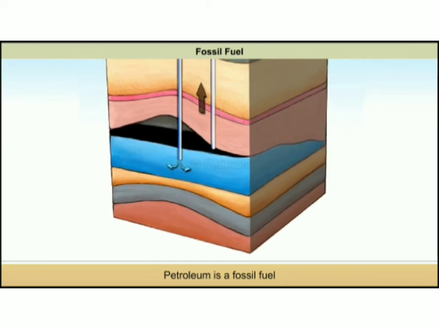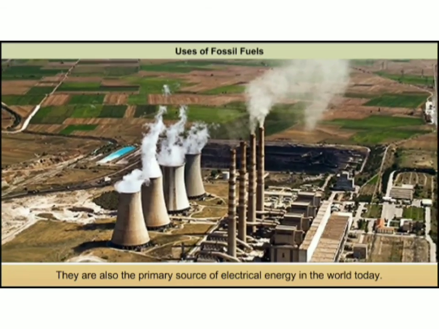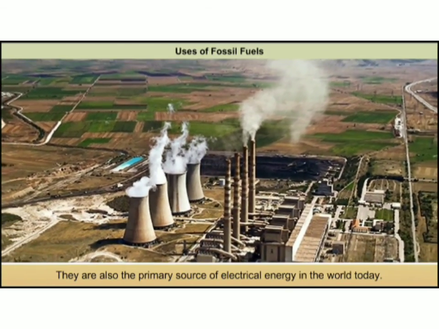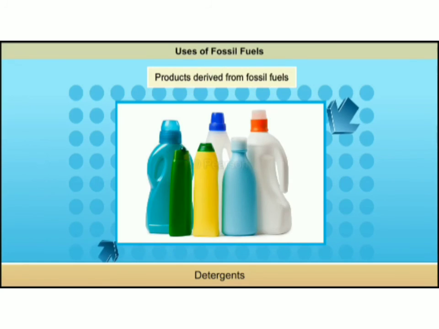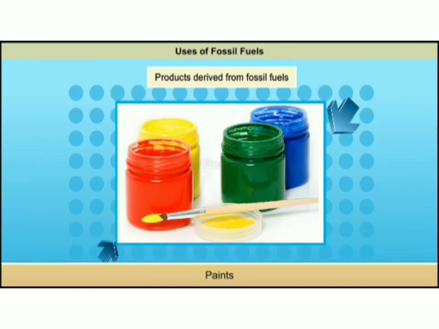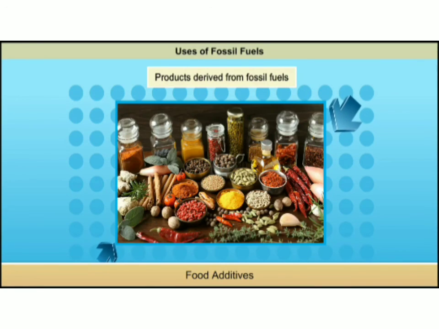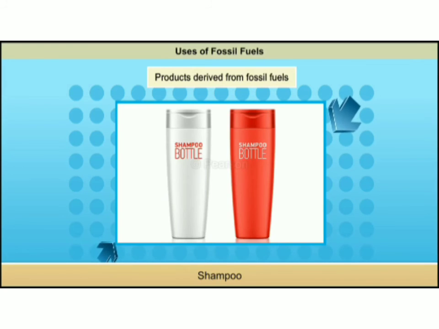Petroleum is a fossil fuel. Coal, oil, and gas are fossil fuels. Over 85% of our energy demands are met by the combustion of fossil fuels. They are also the primary source of electrical energy in the world today. Some of the common items made from fossil fuels are detergents, synthetic fibers like nylon, polyester, plastics, paints, garden hoses, food additives, cleaning products, pesticides, nail polish, lipstick, shampoo.